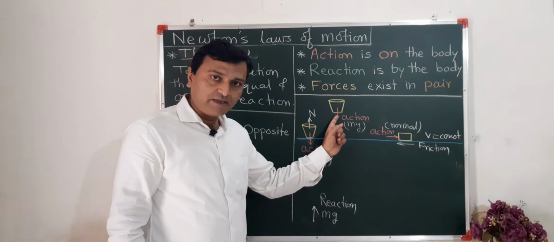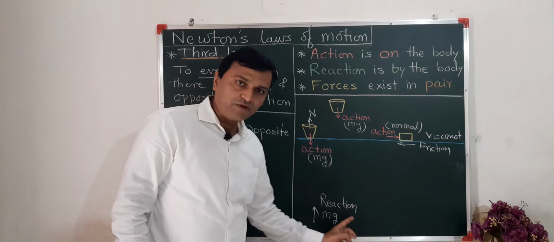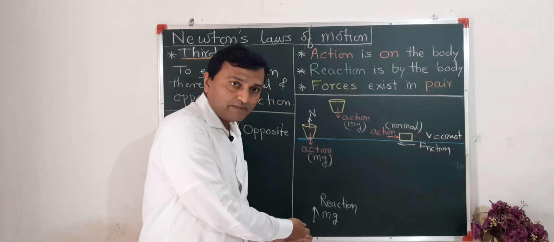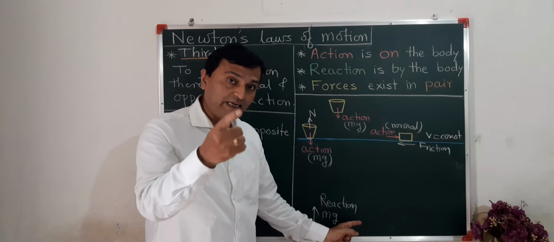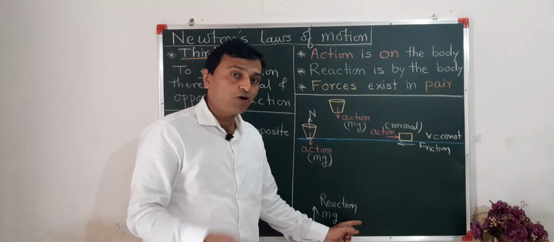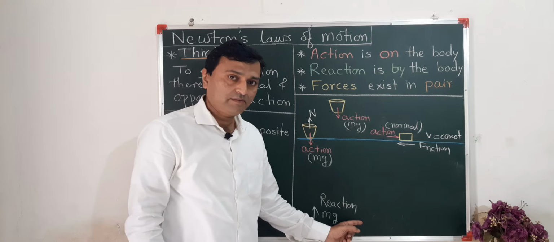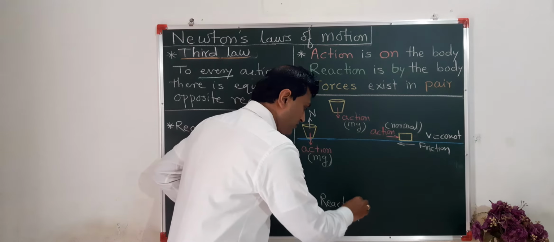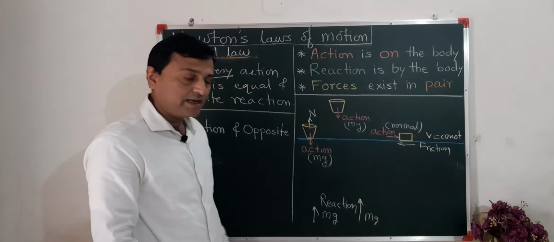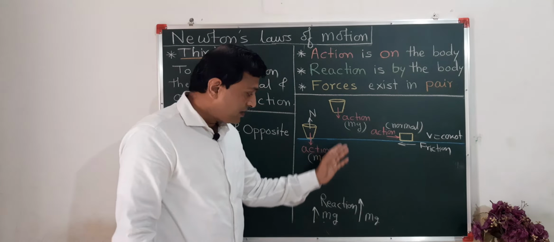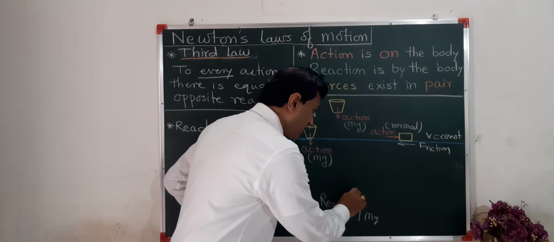Similarly, for this action force, again there must be reaction force similar to this one. Action on the glass, reaction on the earth. But it is acting at the center of the earth, not on the surface of the earth. Here will be reaction force. Again same, mg. If this is center of the earth, it can be treated as center of the earth. Means action and reaction are opposite.